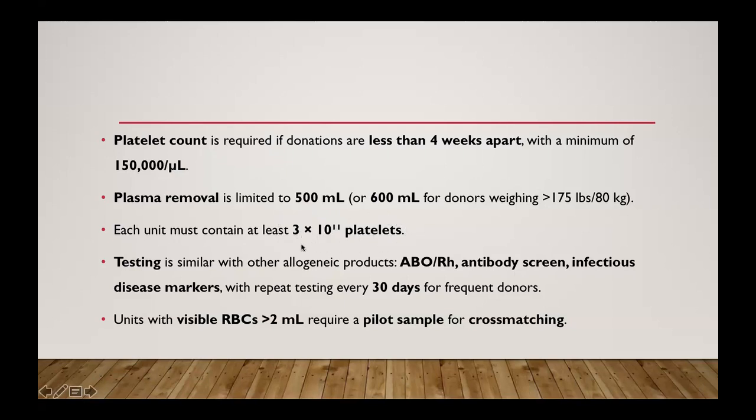And keep this one in mind. Don't forget that each platelet apheresis unit should contain at least 3.3 times 10 power 11. Testing is similar to other allogeneic products. Of course, when we are collecting platelet apheresis, we have to test ABO and Rh for the donor, antibody screening, and infectious disease markers, with repeated testing every 30 days for frequent donors.